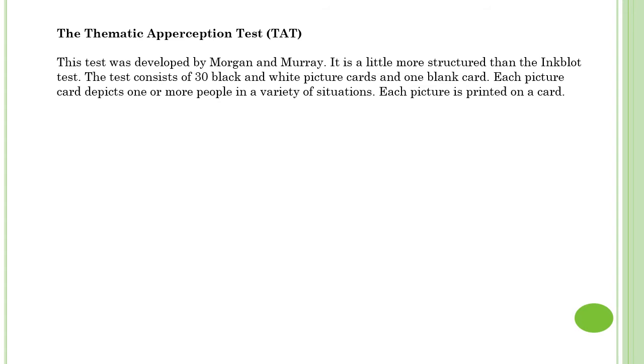Okay. Now the thematic apperception test consists of 30 black and white picture cards and one blank card. And each picture card depicts one or more people in a variety of situations. And each picture is printed on a card. So here there are no unstructured images or unstructured stimulus, as in the ink blot test, but here 30 black and white picture cards are there. Okay, picture cards and one blank card.